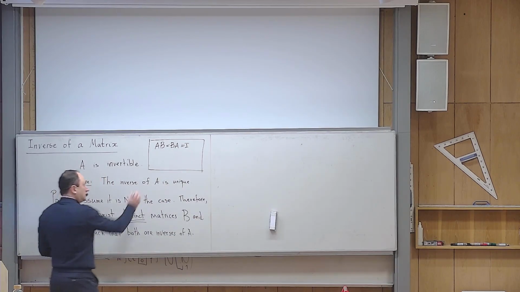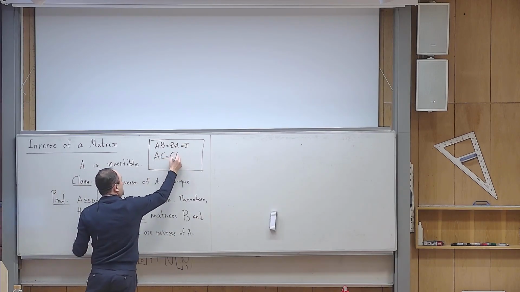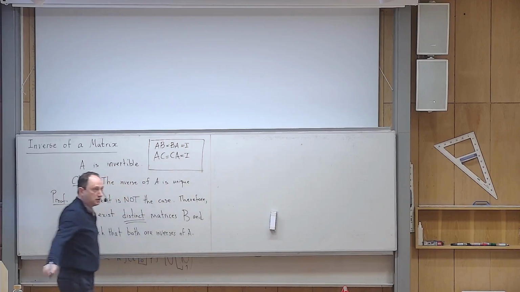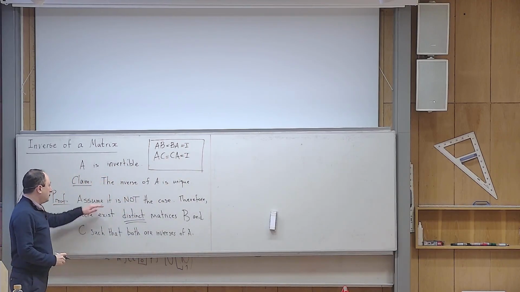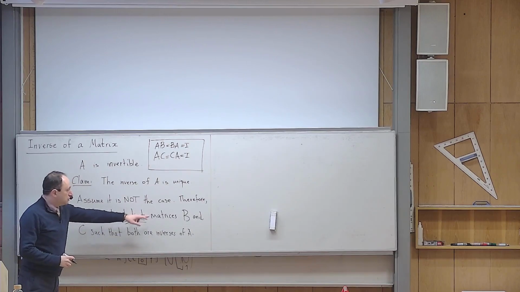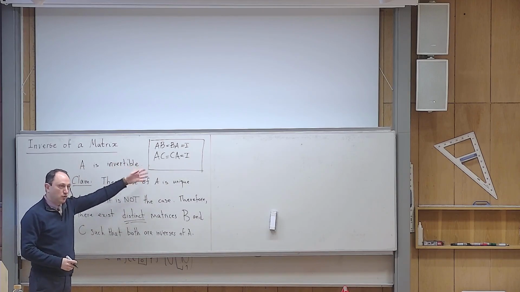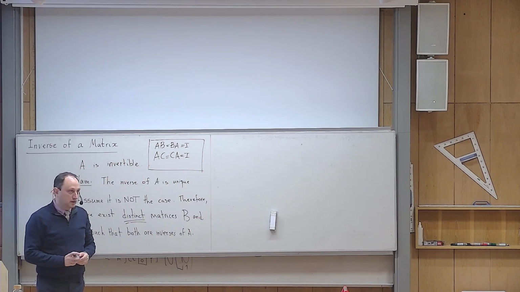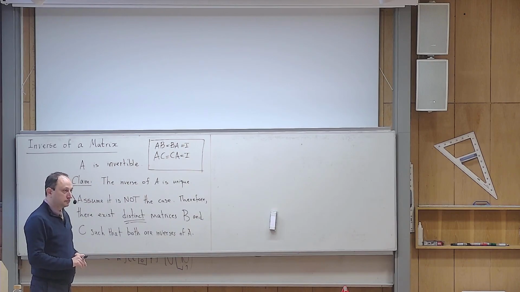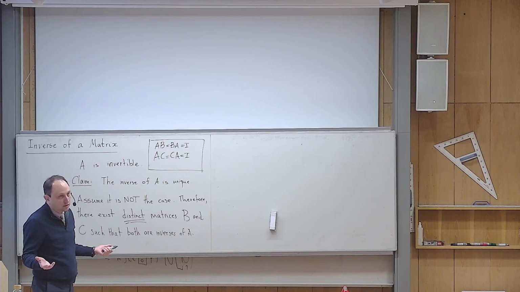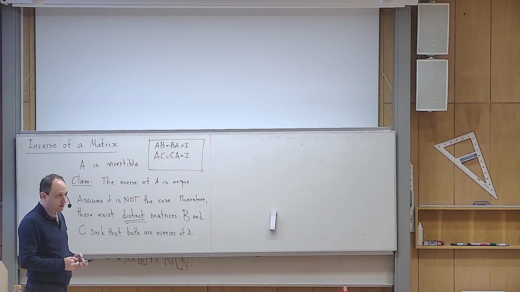Yes? AC is equal to CA is also equal to I. So, I assume that there are two distinct matrices, B and C. They are not equal, but both of them satisfy these four equations. Yes? Wouldn't that mean that AC equals CA equals AB equals BA? Yes. But that's not a contradiction in itself. I need to see that there is some contradiction going on.